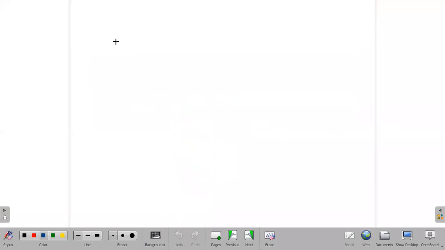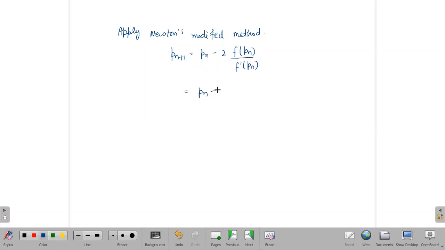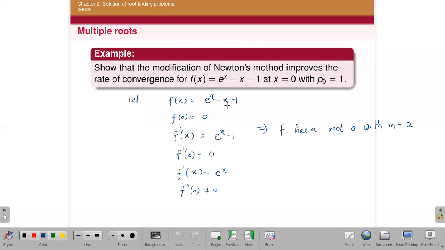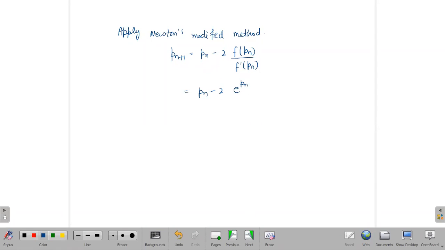So apply Newton's modified method. In that case, Pn plus 1 is equal to Pn minus m, where m is 2, so it will be 2 here, times f of Pn by f dash at Pn. So it will become Pn minus twice of (e raised to power Pn minus 1) divided by e raised to power Pn.